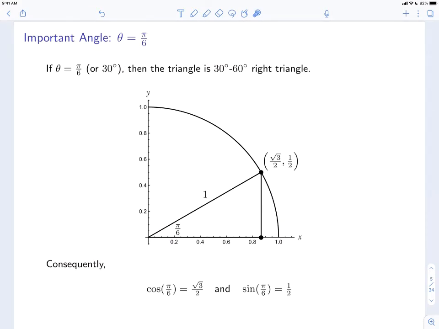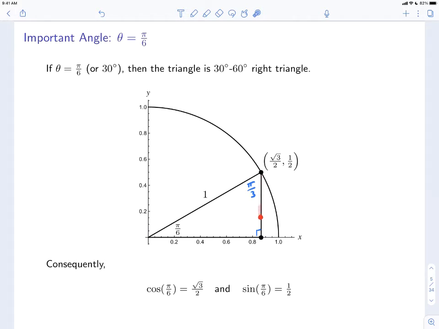Another important example is pi over 6, which is 30 degrees. In this case, we have a 30-degree, 60-degree right triangle. If this angle is pi over 6, that means that the other angle is pi over 3, or 60 degrees. Once again, we have a right angle. So what do we know about a 30, 60-degree right triangle?